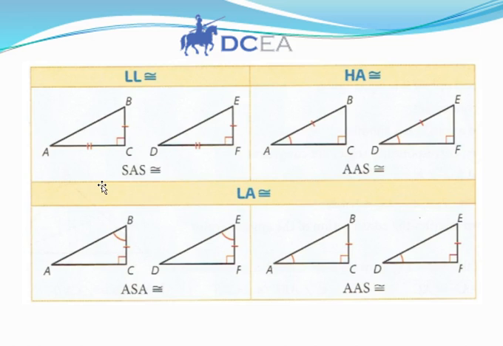So we had all 6 pairs of our triangles named, and this is an example of what you could see in your notes, something similar. This is what should be in your notes, not just the theorems, but what the theorems compare to. So SAS is LL, AAS is HA, ASA and AAS are both LA. So they're a leg and an angle. They're just different legs and different angles.